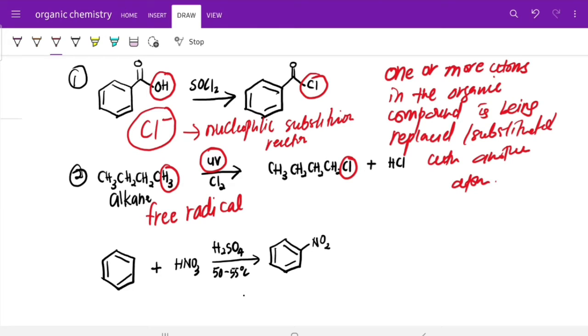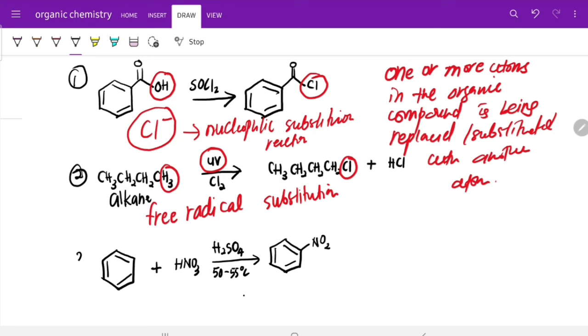The only way to allow your alkane to react is by giving UV light. This UV radiation will initiate homolytic cleavage in one of the bonds in your alkane, so one of the hydrogens is substituted with a chlorine atom. We name this free radical substitution. The hint for identifying a free radical reaction is when there is UV light present in your reaction.